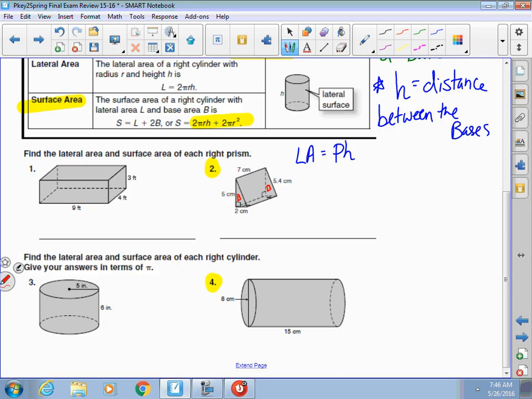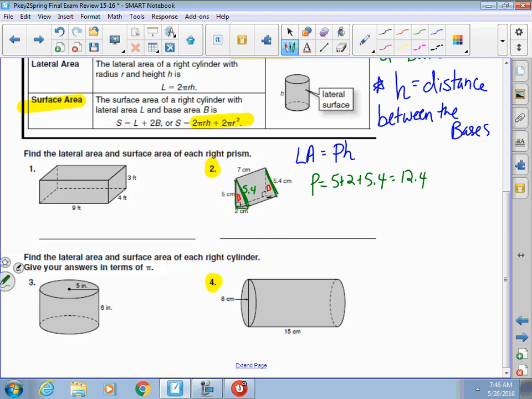Okay, so we need to find the perimeter around this triangle. Well, perimeter is our distance around. So I would go here, then back up my hypotenuse, which is the same as this hypotenuse over here. So I already know, I don't have to even do the Pythagorean theorem here. So my perimeter would be 5 plus 2 plus 5.4, excuse me. So our perimeter would be 12.4.